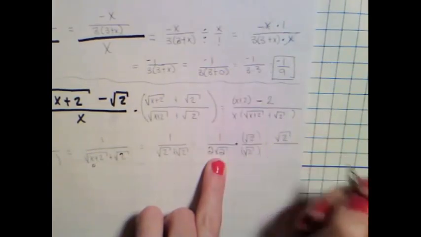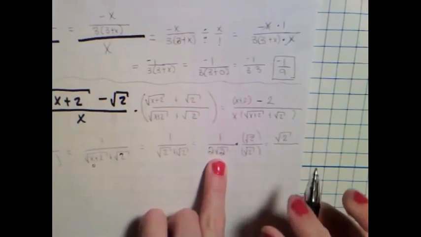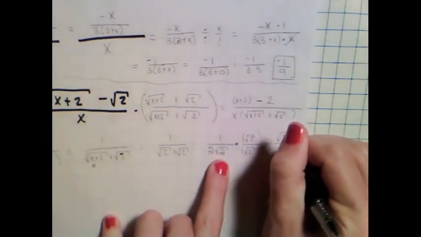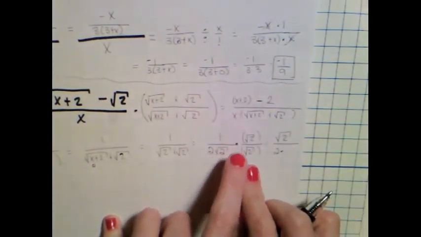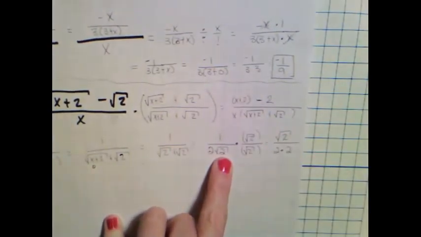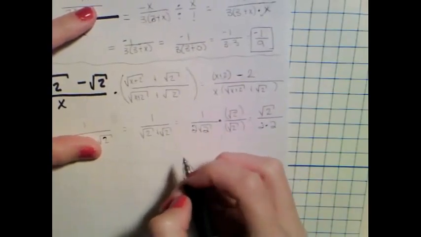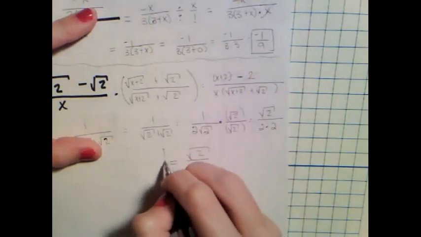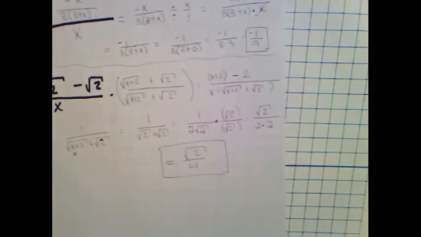1 times square root of 2, square root of 2 in the numerator. The denominator is going to be 2 times square root of 2 times square root of 2, which gives us just 2. Okay, and that simplifies to square root of 2 over 4. All right, last question, 65.